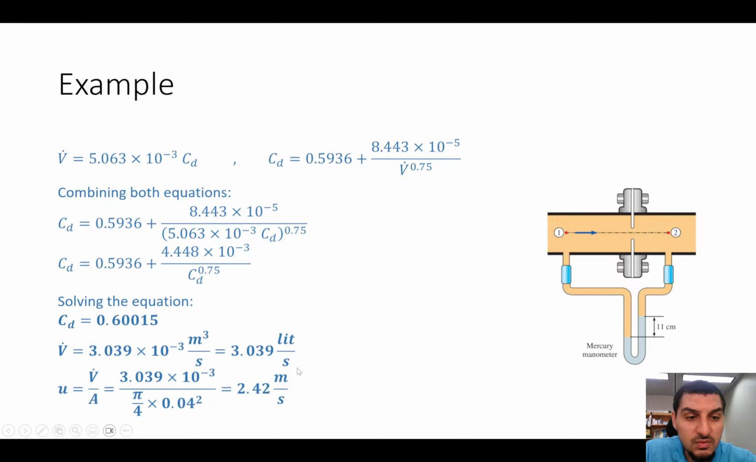We can calculate the velocity, which is the volumetric flow rate over the area, where the area is pi over 4 times the uppercase D squared, which gives 2.42 meters per second. In the textbook, the results for the volumetric flow rate and the velocity are the same, but CD is given in the textbook as 0.601. I think this is a typo in the textbook, because I have exactly the same values for the volumetric flow rate and the velocity. I double checked, and it's the number that I get all the time. So these are the outputs that we got.